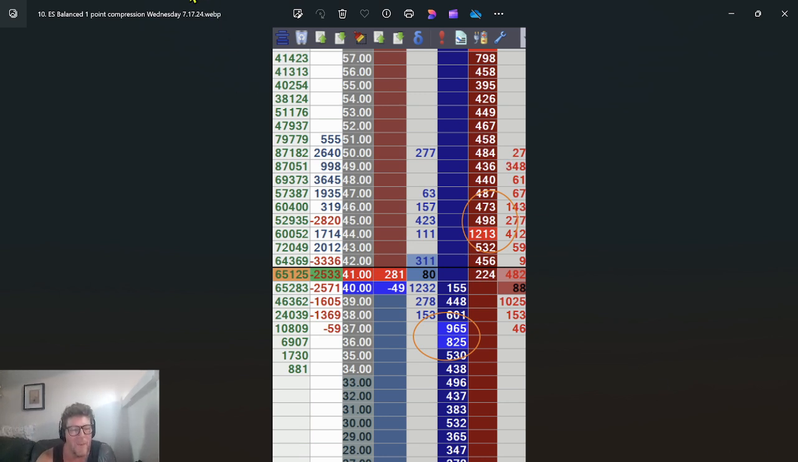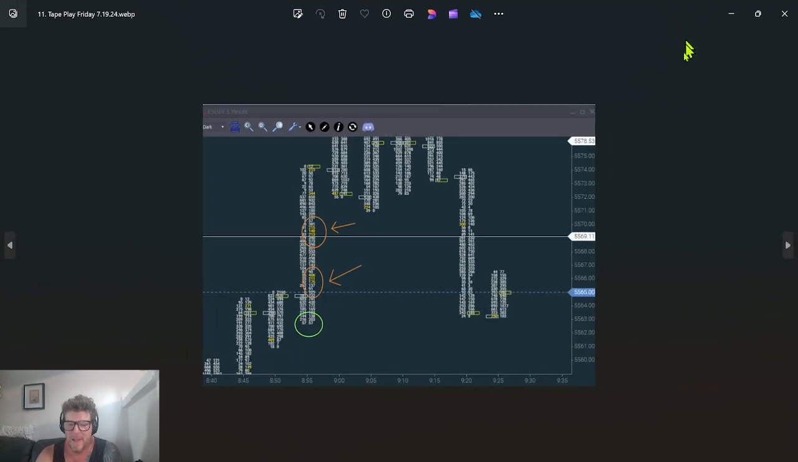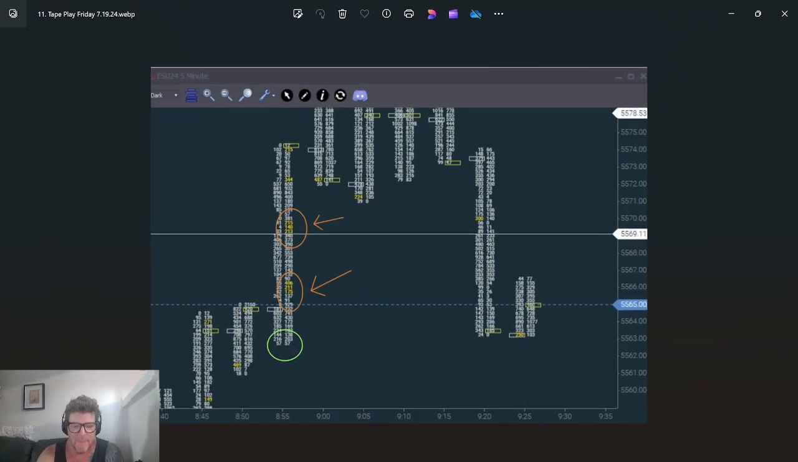This is from Wednesday, and this is just a 1 point compression chart. Again, just showing you those control points marked on there. All right, range action. So getting back into the footprints here, this is one I wanted to show you.